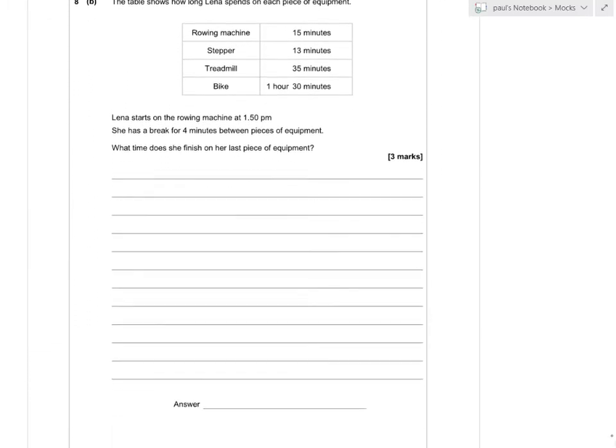The table shows how long Lena spends on each piece of equipment. 15, 13, 35, 1 hour 30. Lena starts on the rowing machine. She has a 4 minute break between each piece. What time does she finish on the last one? So 1:50, yeah, plus 15 minutes for the rowing machine is 2:05, and plus 4 minutes for a break is 2:09. Right, then next piece of equipment is a stepper.